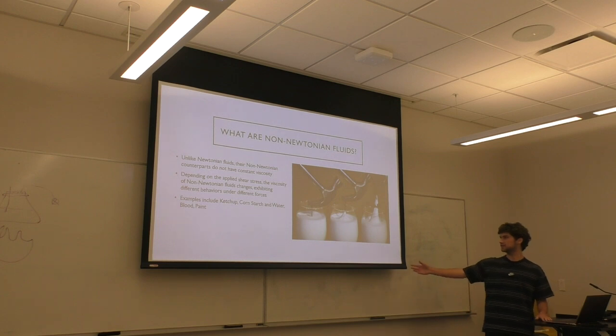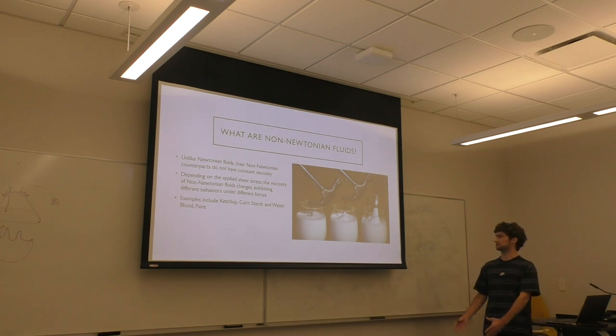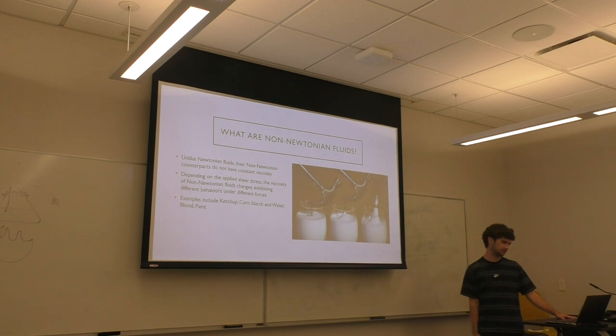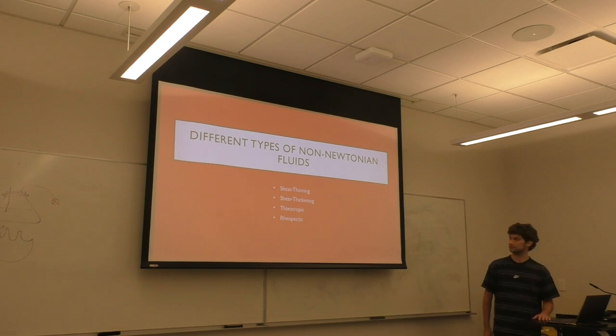Like in this picture, the non-Newtonian fluid in the cup, whenever you pull the nail out of it, its viscosity freaks out and sticks to the nail. It acts like a solid, and then after the nail comes out, it goes back to acting like a liquid again. Some more examples of this are ketchup, cornstarch and water, which is this mixture right here. Blood is a non-Newtonian fluid, and paint as well. So here we'll go into the 4 different types: shear thinning, thickening, and then thixotropic and rheopectic.